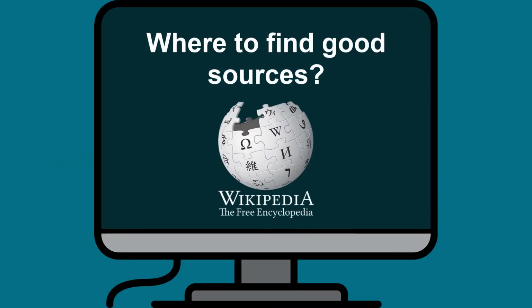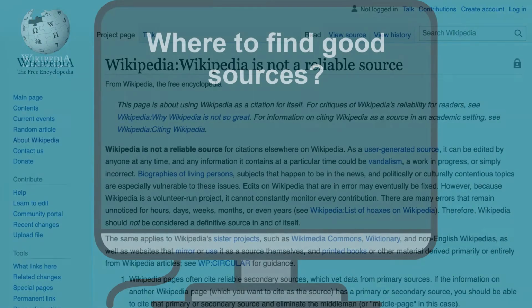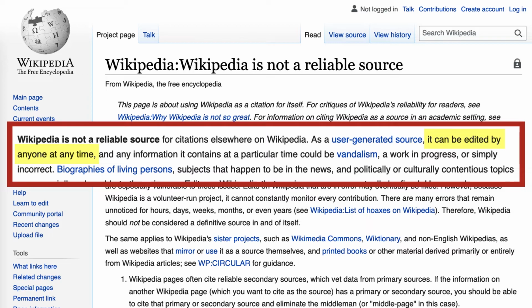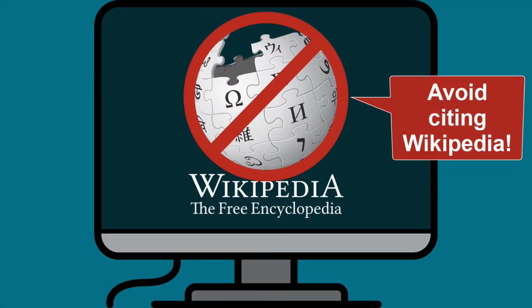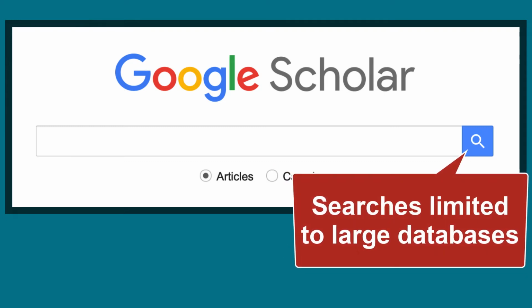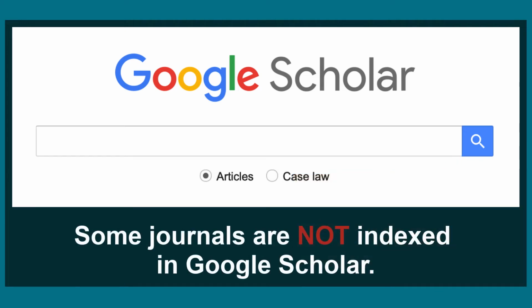Wikipedia is a good place to gather some initial background information about your topic. But because it can be edited by anyone, it is not a reliable source. You should avoid citing Wikipedia in your research paper. Google Scholar can be a good resource for finding articles, but it only includes bibliographic data from large databases. Contents from some highly specialized databases are not searchable through Google Scholar.